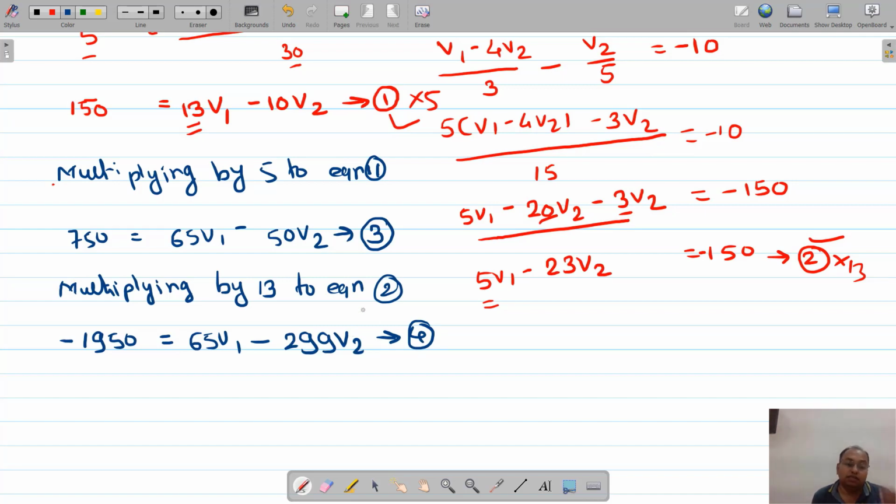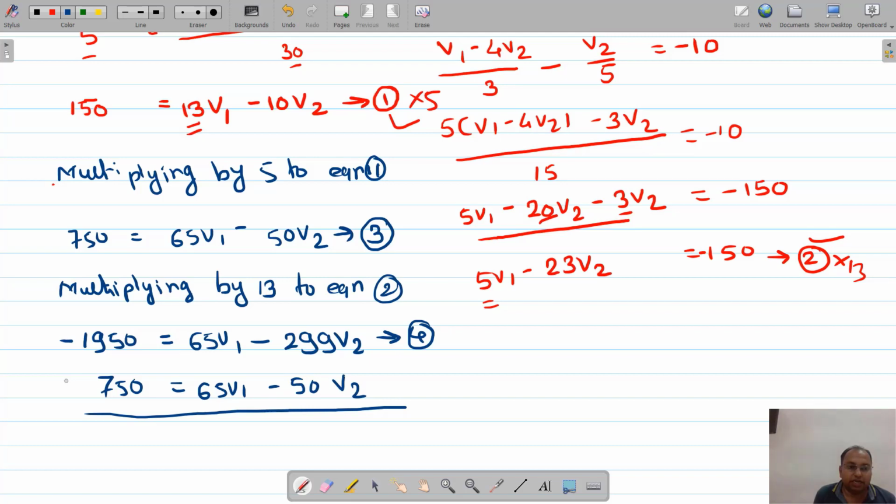Okay, fine. Now let us subtract equation number 3 from equation number 4. So let me write it as it is. I'm going to write equation number 3 and we are going to subtract it, right? So the minus is going to become plus over here, right? Okay, so this minus is going to get added, isn't it?